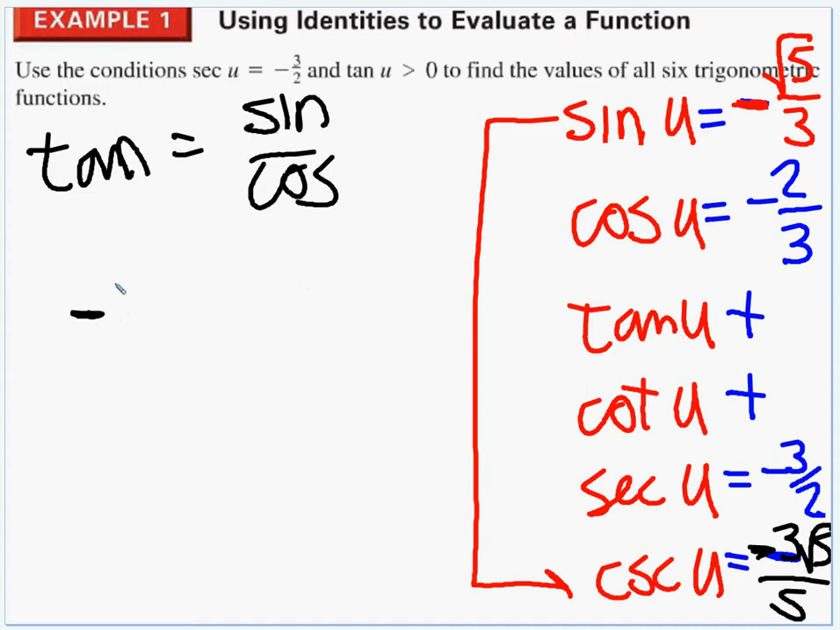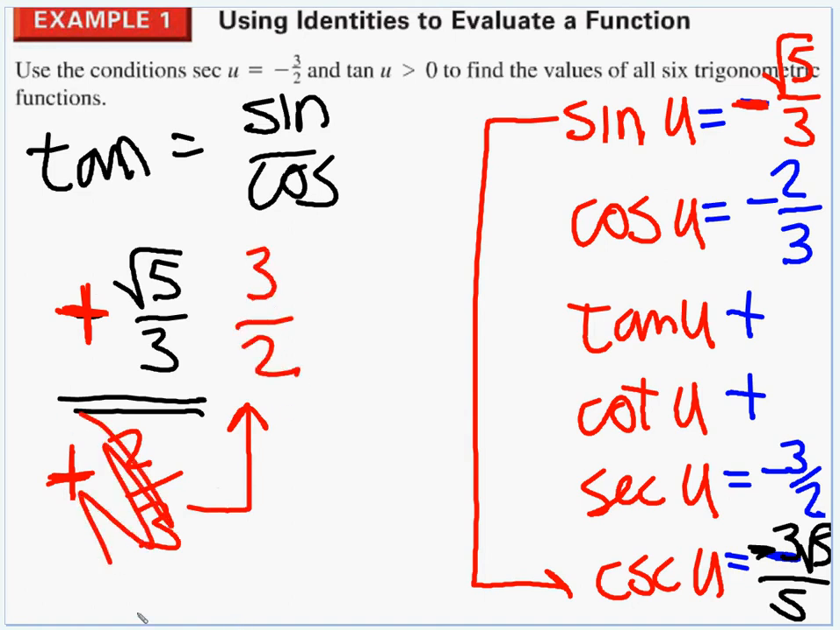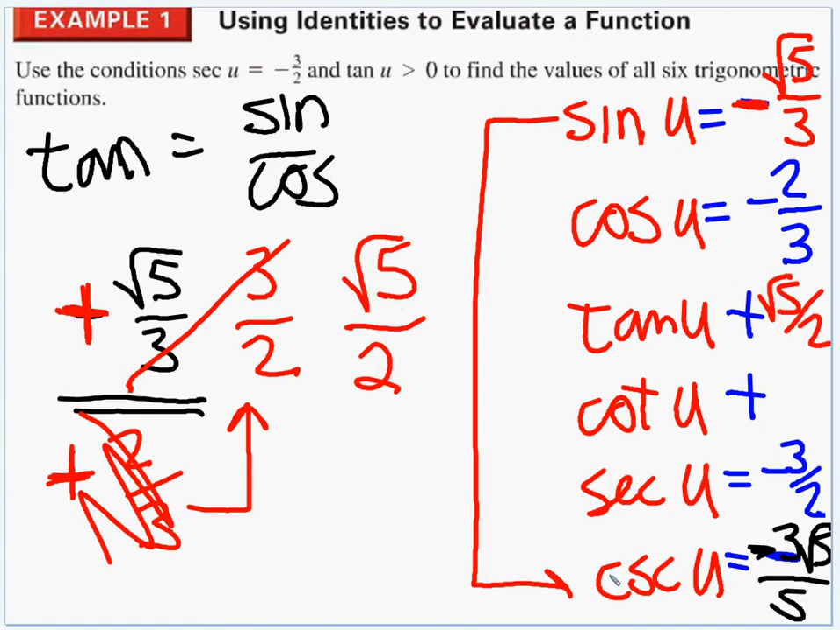So sine is a negative 5 over root 3. We're going to divide that by cos, negative 2 over 3. The first thing I'm going to do is do the negative divided by negative. That is going to turn to a positive. And let's bring this denominator up and flip it. So now it's 3 over 2. And on the diagonal, the 3's will cancel. So if we then multiply straight across, we're going to get a root of 5 over a 2. And that's our tan, root 5 over 2.